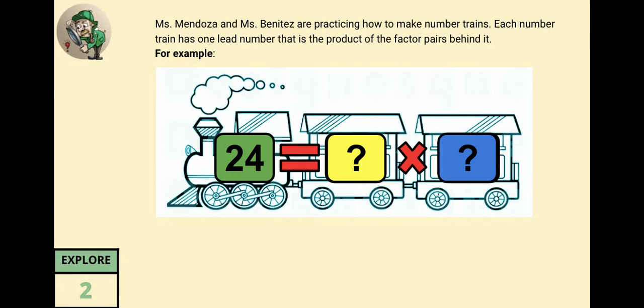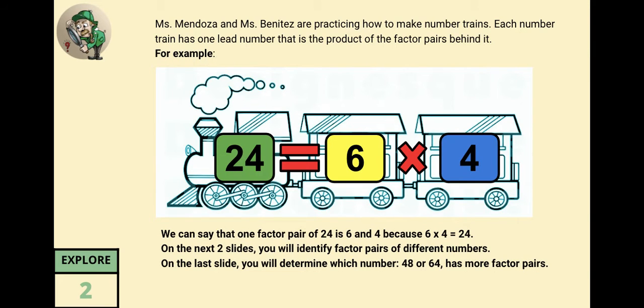For example, 24 equals blank times blank. What two numbers could we put in the yellow and the blue box to make that equation true? Well, we could put a 6 in the yellow box. Then what would be the number in the blue box? 4. And that's true because 6 times 4 equals 24. We can say that one factor pair of 24 is 6 and 4 because 6 times 4 equals 24.